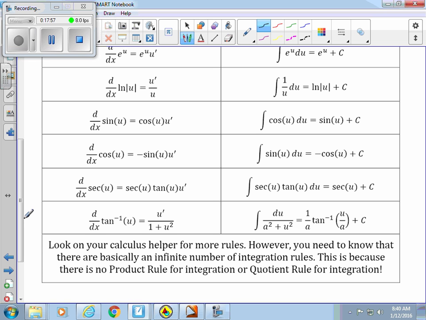Secant u, tangent u, secant u. Then there's a complicated one, tan inverse. And they even made it more complicated. If they'd left the a as a 1, it'd be more straightforward. Look at your calculus helper for the rest of the rules. Have you noticed that other part of your calculus helper? The bottom? Where the derivative rules are, there's a whole set of integral rules as well.